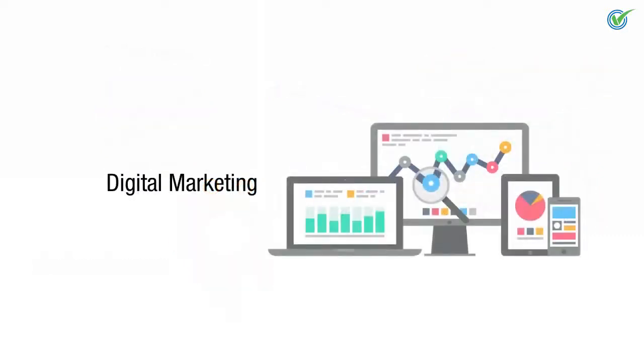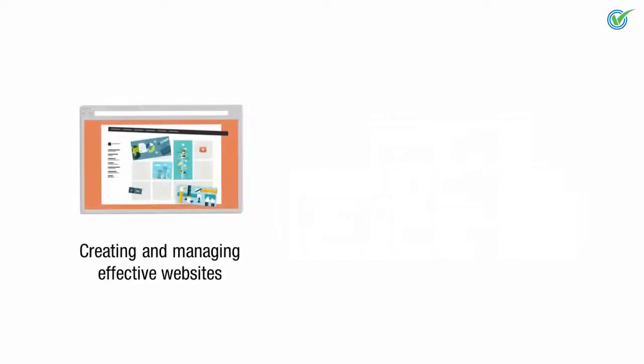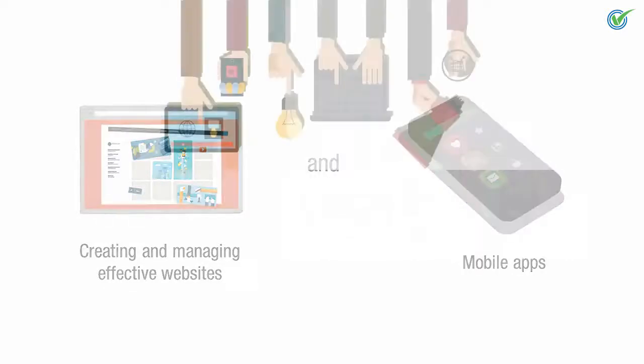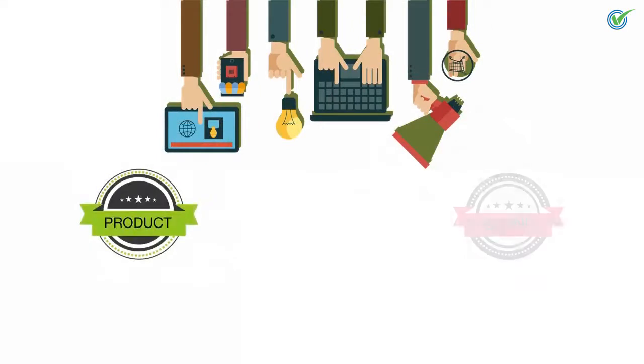Digital marketing, which is the focus of this book, includes all marketing activities that use electronic devices connected to the internet to engage with customers. These include activities related to creating and managing effective websites and mobile apps, as well as promoting a company's products and brand through various online channels that help meet marketing objectives.